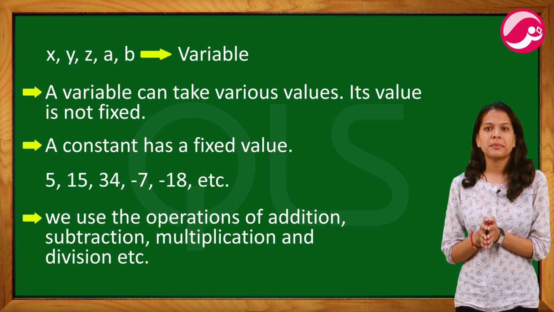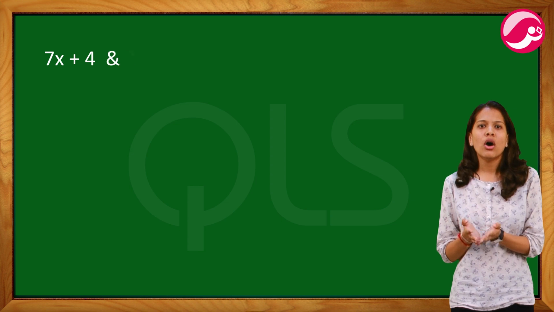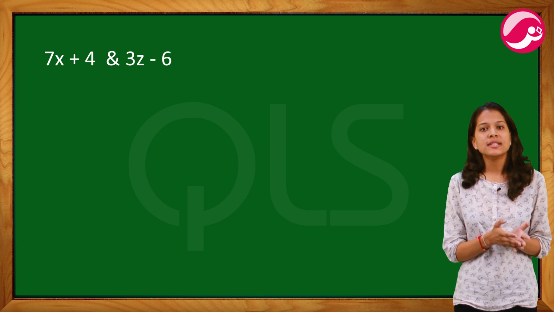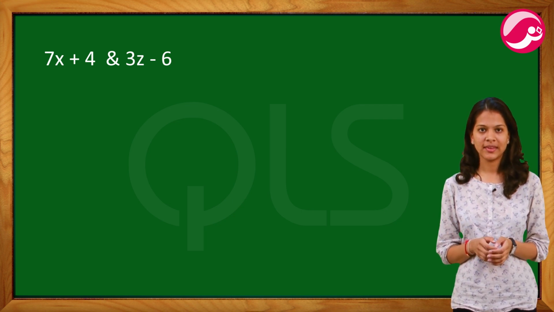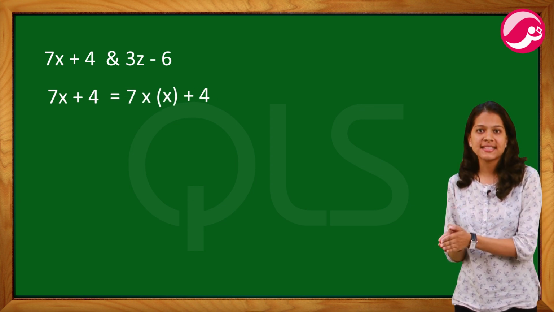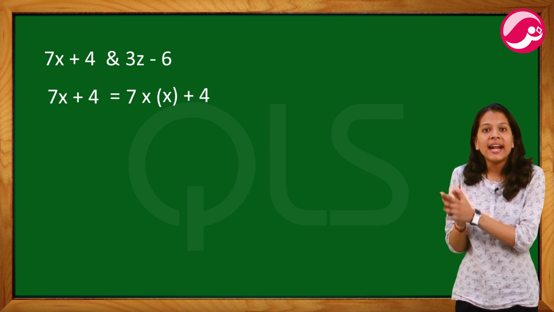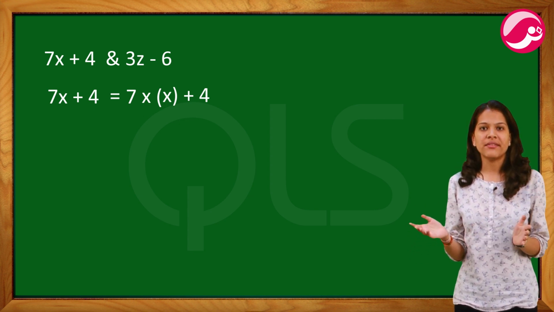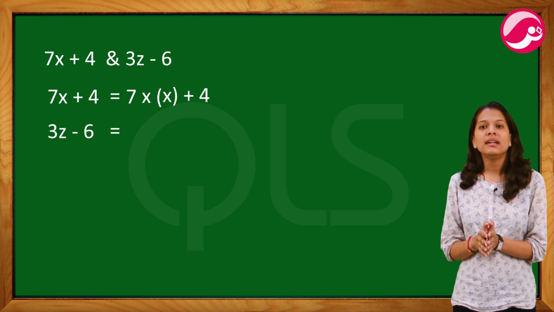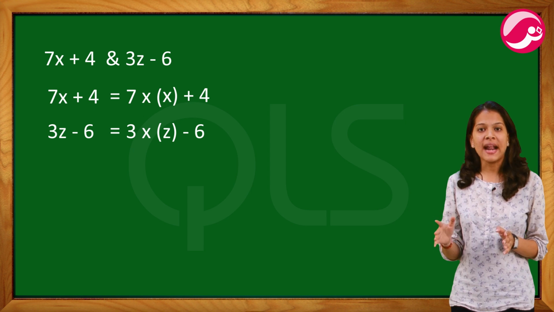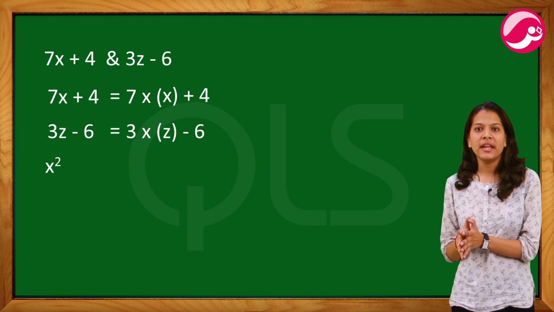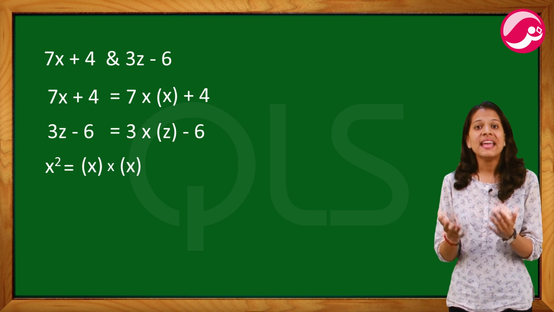We have already come across expressions like 7x plus 4 or 3z minus 6. These expressions are formed using variables, constants and operations. The expression 7x plus 4 is obtained by multiplying the variable x by the constant 7 and then adding the constant 4 to the product 7x. Similarly, 3z minus 6 is obtained first by multiplying z by 3 and then subtracting 6 from the product, that is 3z.